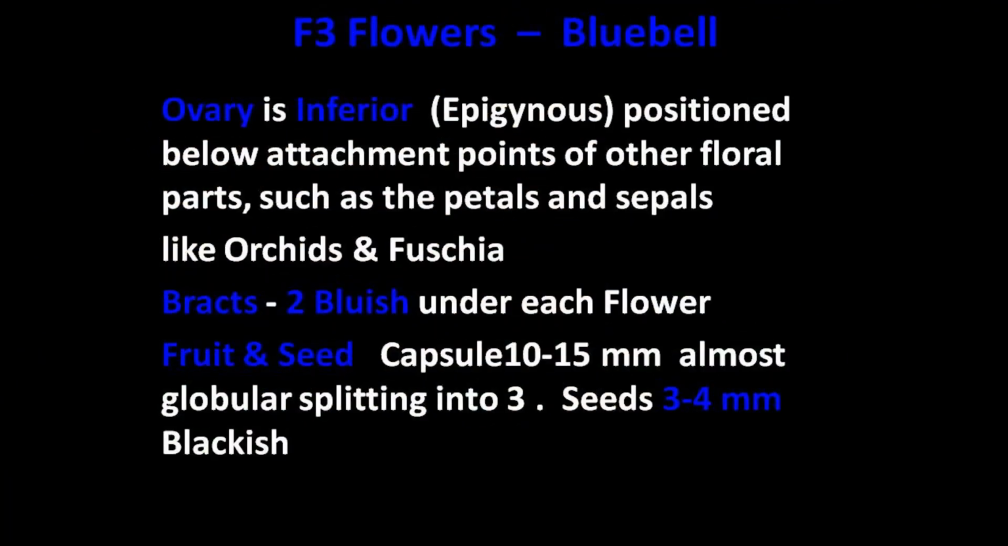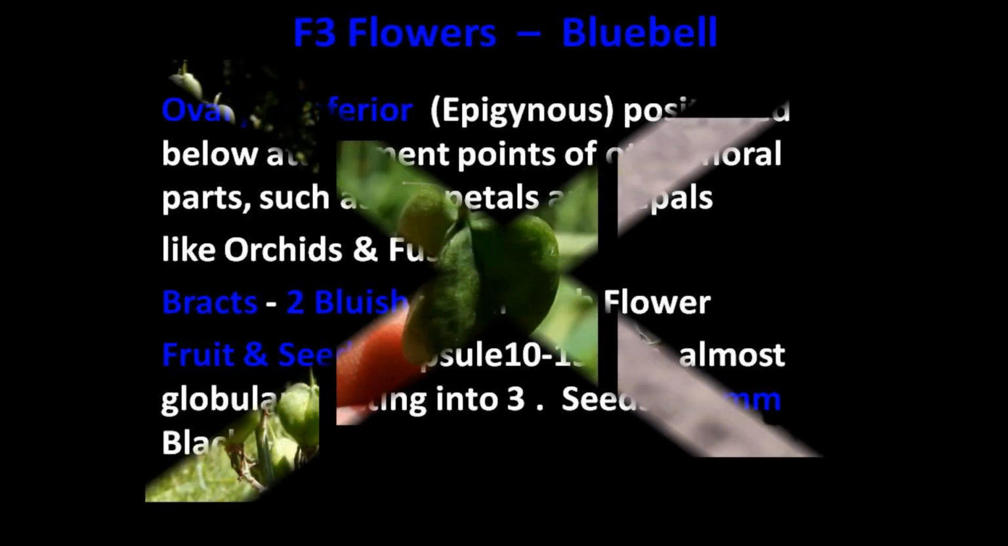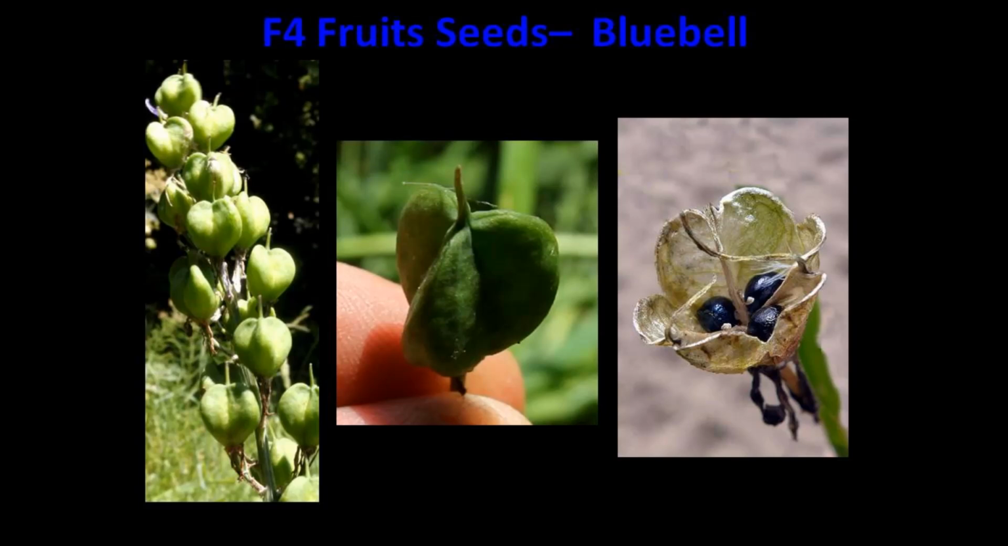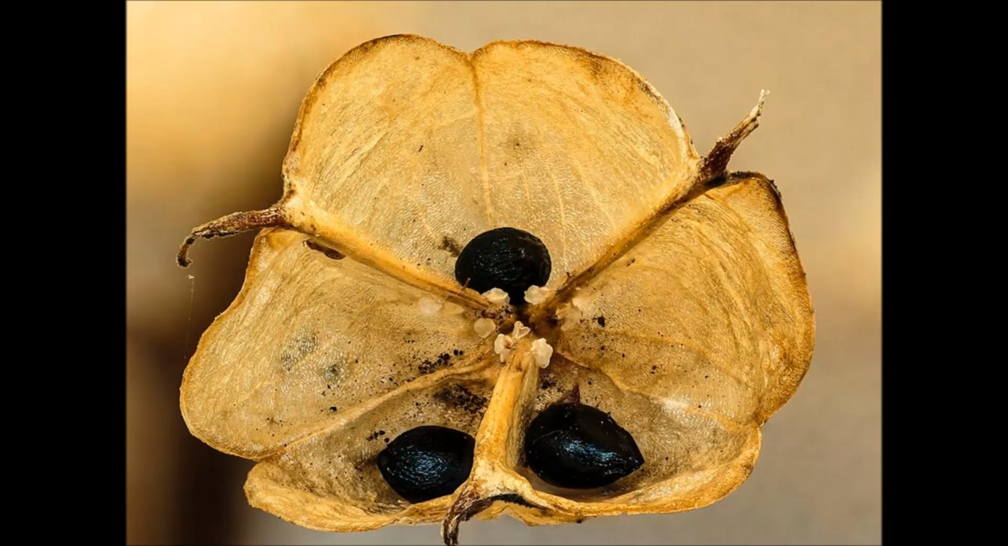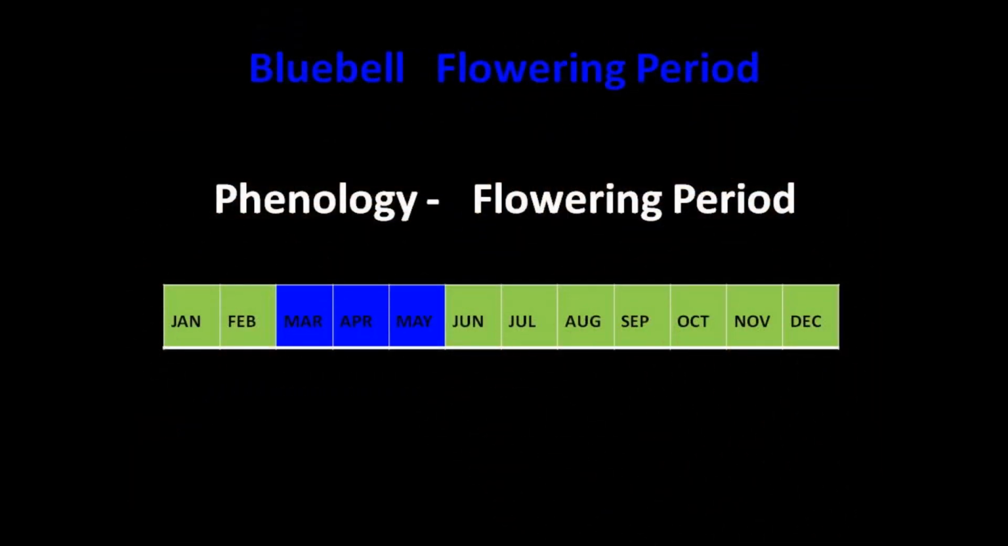The ovary of bluebells are inferior or epigynous, meaning it is positioned below the attachment points of all the other floral parts, such as the petals and sepals, as in the case of orchids and fuchsias. The bracts are 2 bluish under each flower, and the fruit and seed consists of a capsule about 10 to 15 millimeters and is almost globular, splitting into 3. The seeds are blackish and 3 to 4 millimeters in diameter. Bluebells flower and are at their best between the months of March and May.